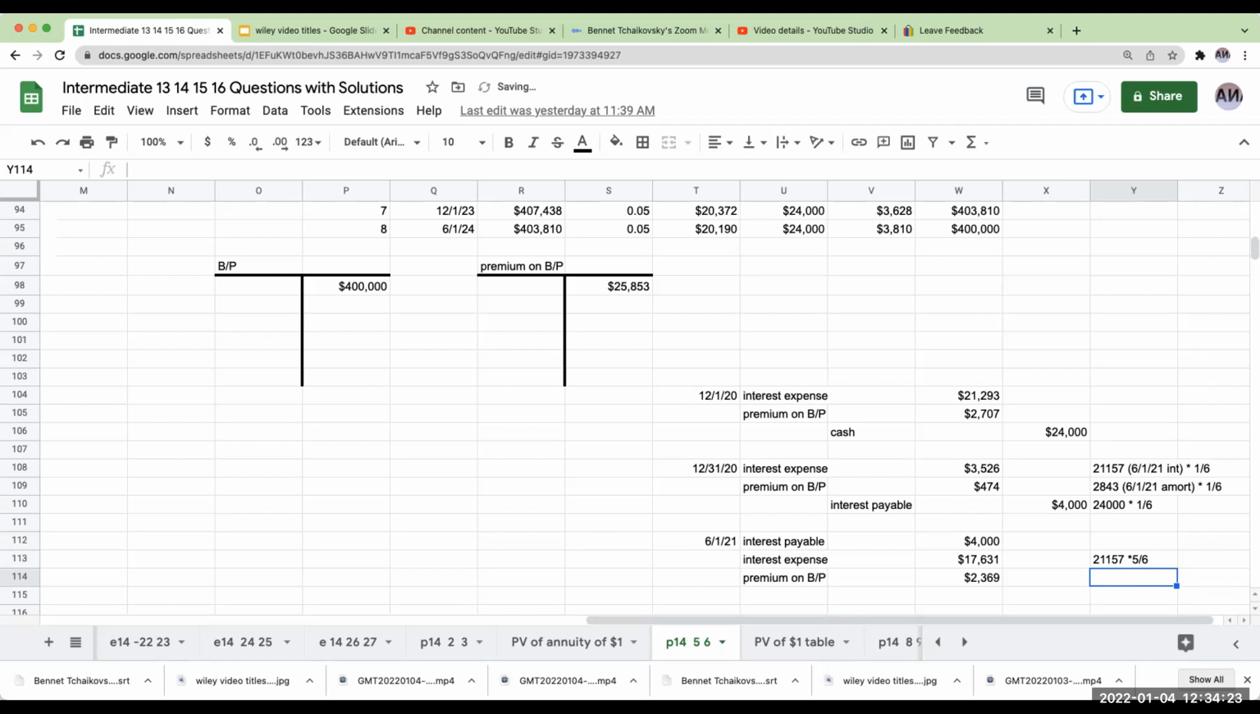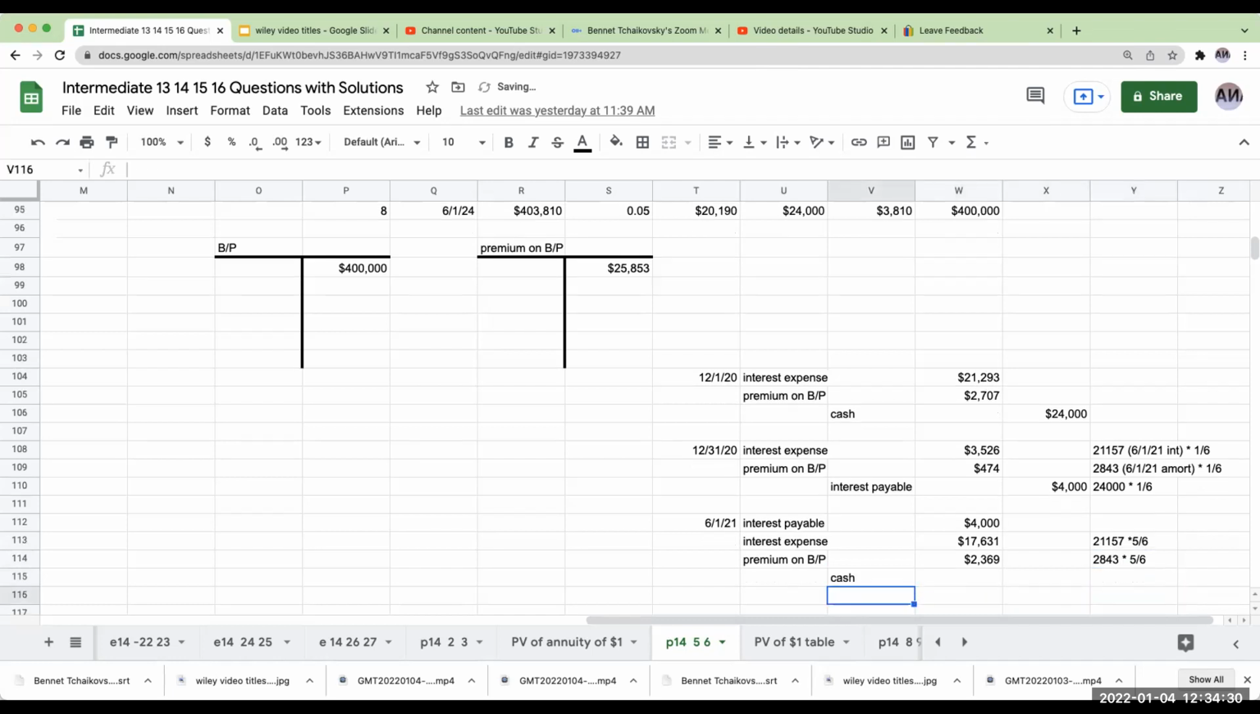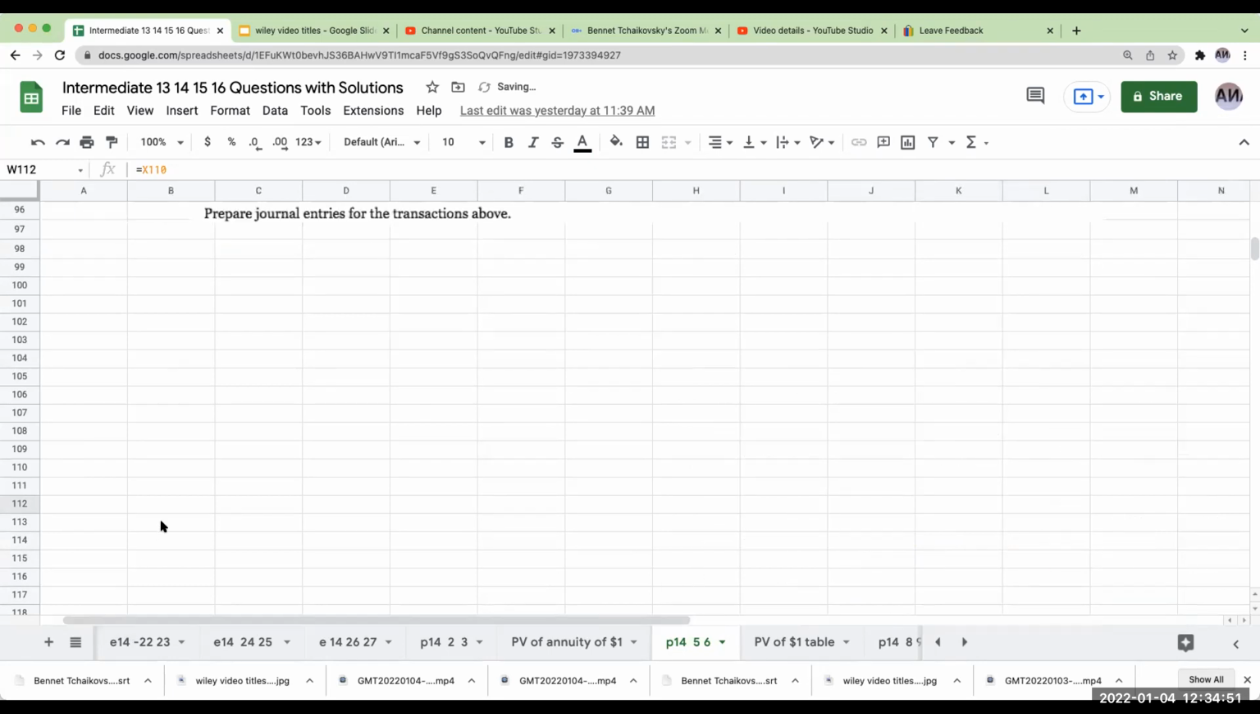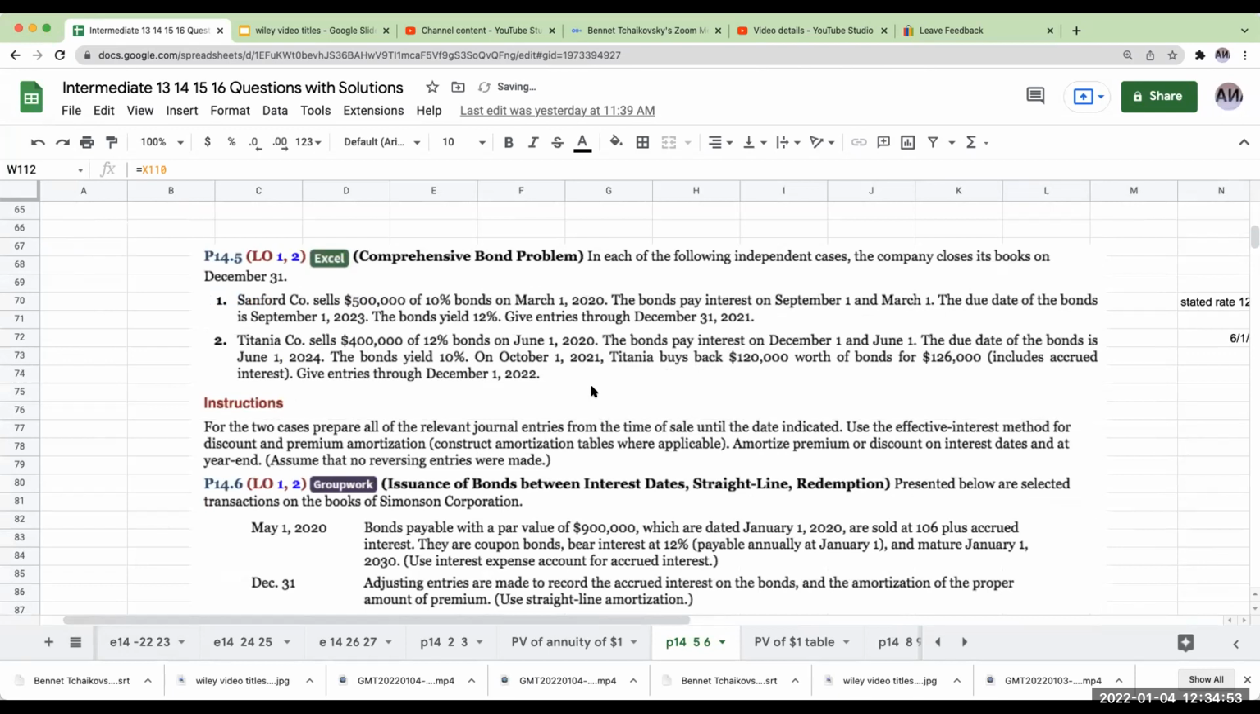This is going to be the premium. This is going to be 2,843 times 5/6. And I'm going to be crediting cash over here for 24,000. Okay, so right over here, my debits equal my credits. Remember, I'm always making the cash payment here, and I'm making the catch up on the interest payable. Wow, that was exciting. Okay, so here's the kicker.